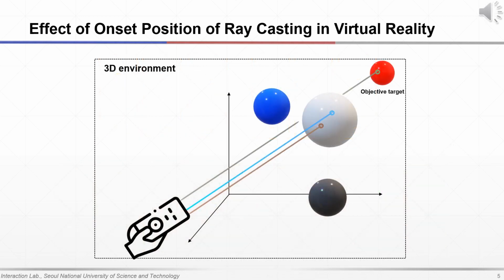It is the onset position of ray casting. As shown in the figure, the endpoint of a ray is determined by the starting position and orientation of the ray. Therefore, different starting positions of the ray will result in different endpoints. This means that if a user wants to select a target sphere in a VR application using a blue or brown ray onset position, the user will definitely need to make an additional hand movement.